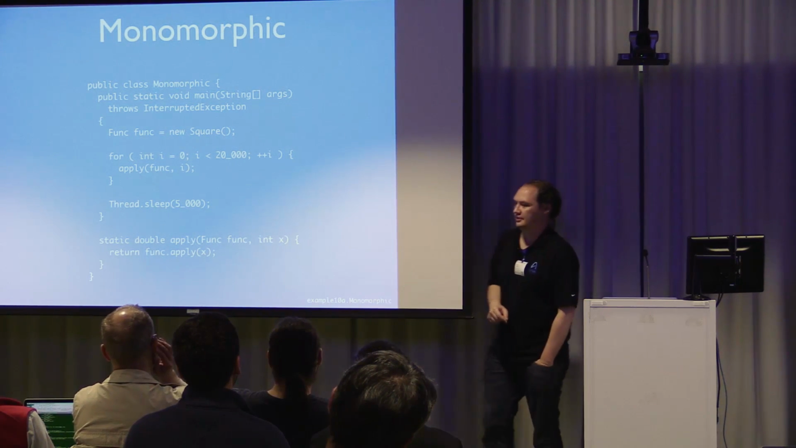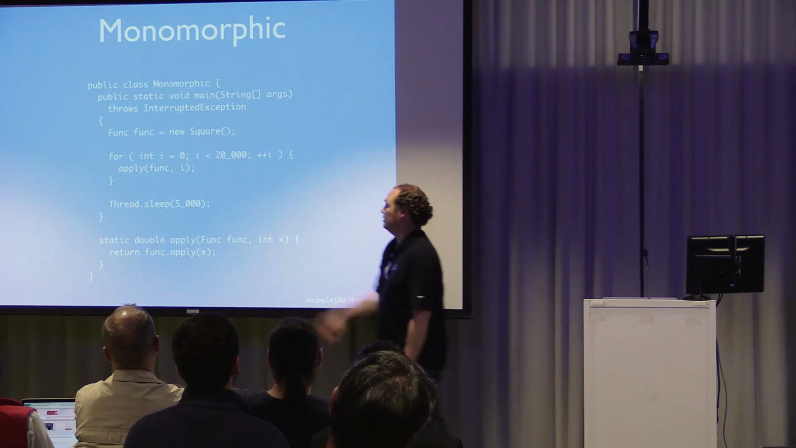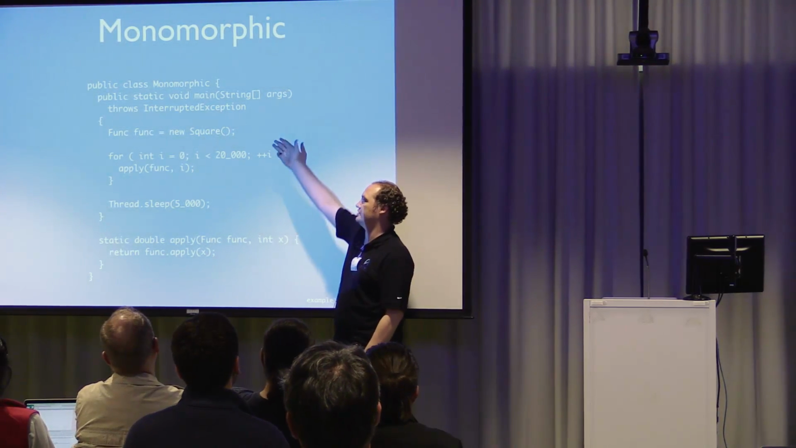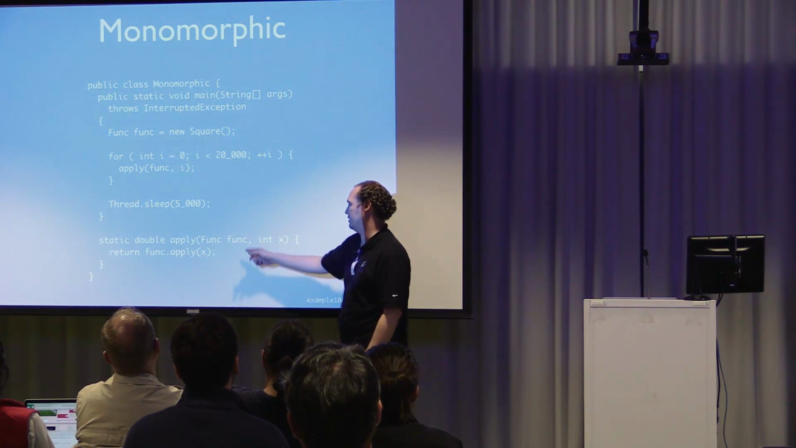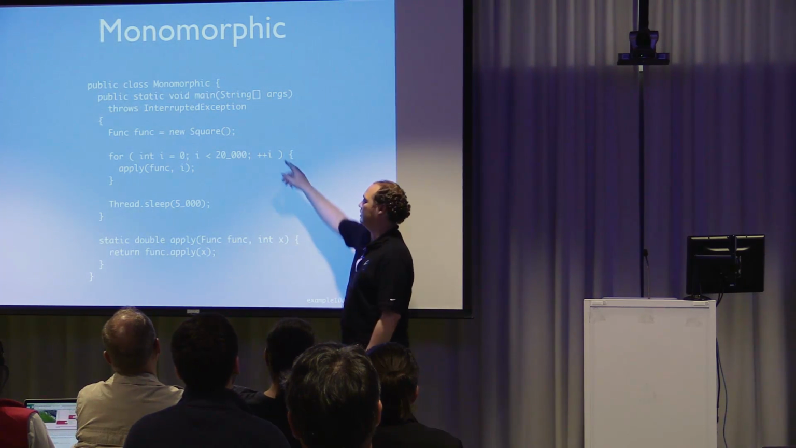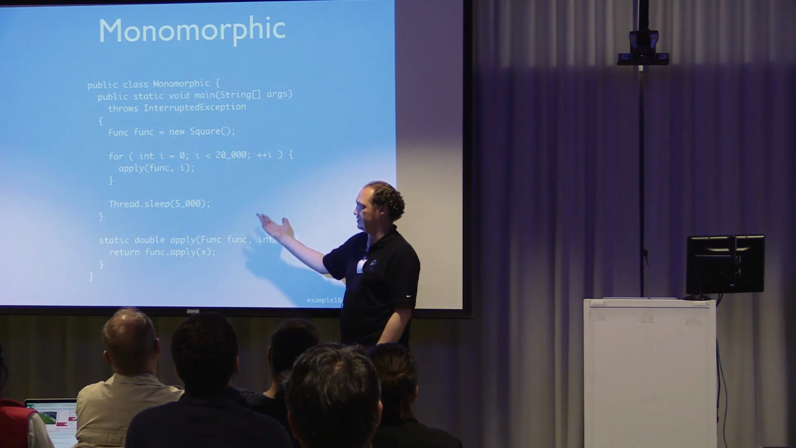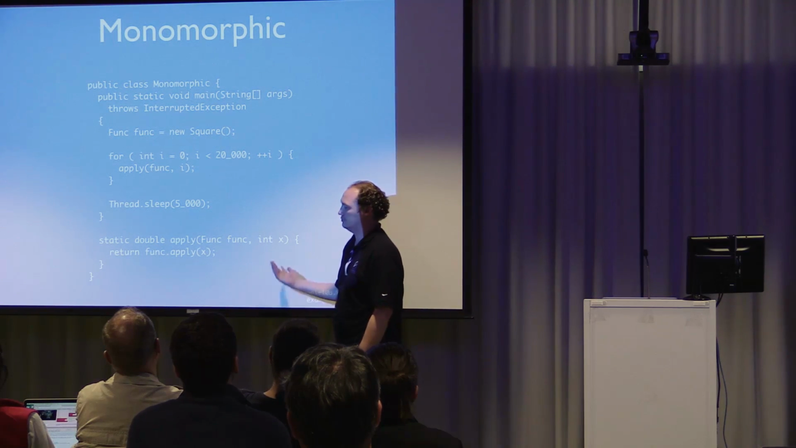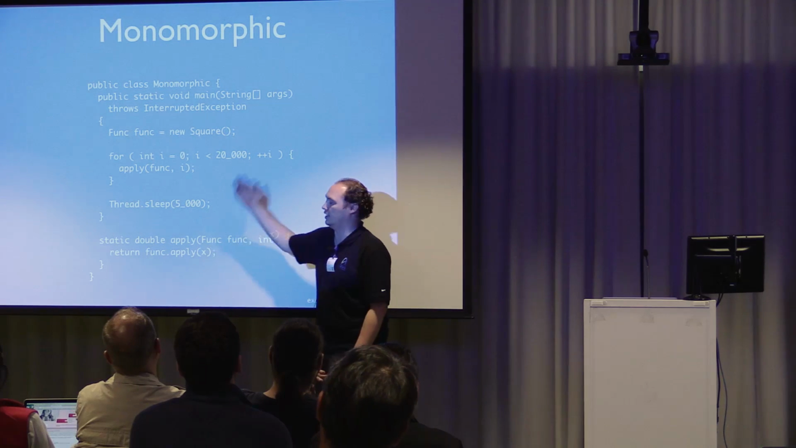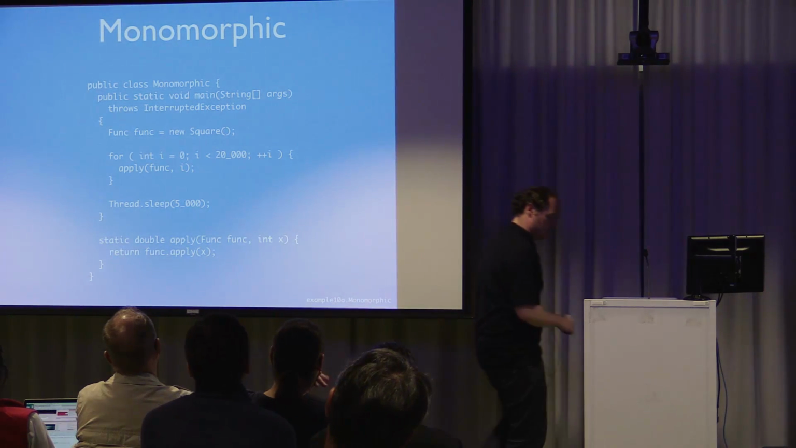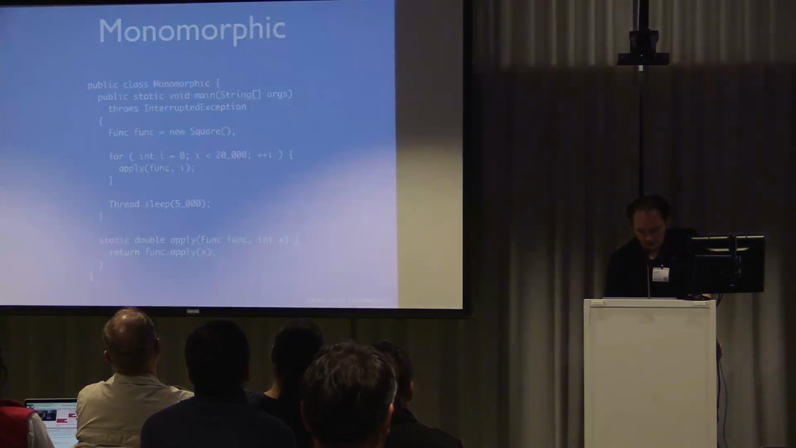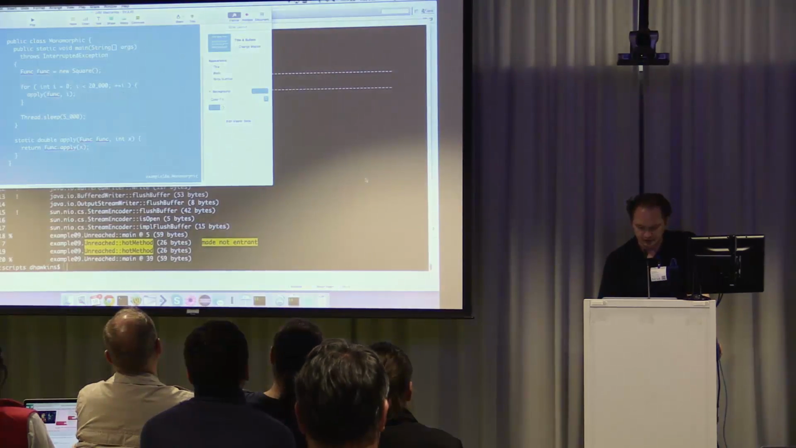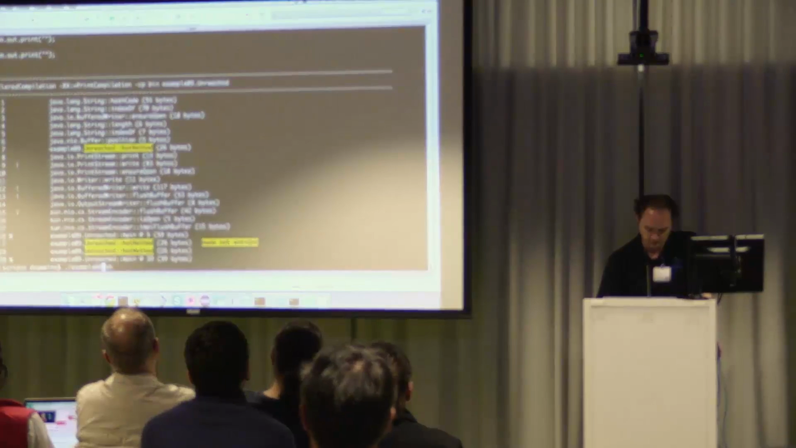We can inline in this case. So I have a function. I set it equal to a new Square. I call an apply helper method, passing it a function and an int, my index, and that's it. I do actually return the value, although I'm not really using it. And of course, there's the sleep for 5 seconds. Once again, we'll run this with print inlining.